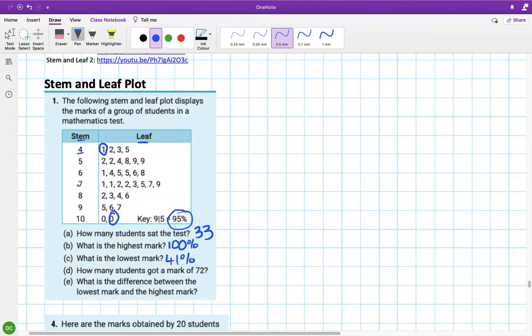How many students got a mark of 72? So if we want 72, we have to look here in the 7s. And there's 72 and there's another 72. So 2 of them.